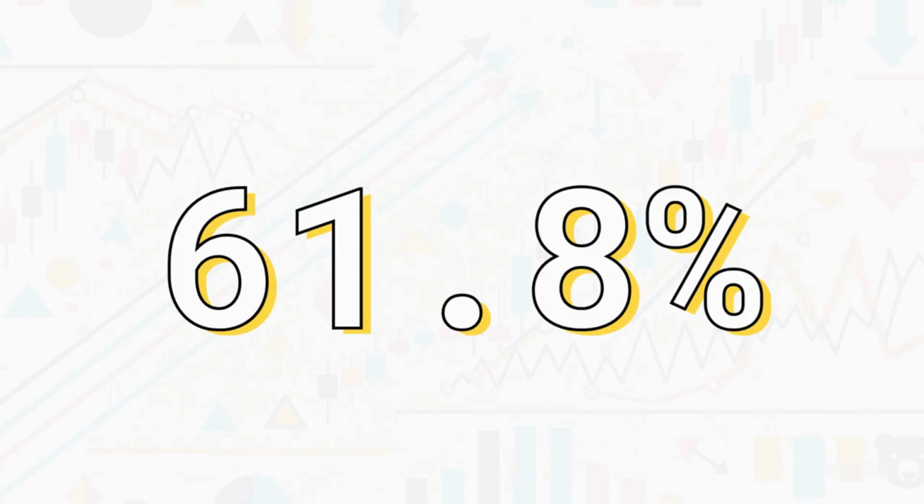After that first big push, you want to see the pullback stop right around this level. This number isn't just random, it's the golden ratio. For traders, it's a huge clue. Seeing a retracement hit that 61.8% mark is your first big hint that a real 3-drive pattern might be setting up.